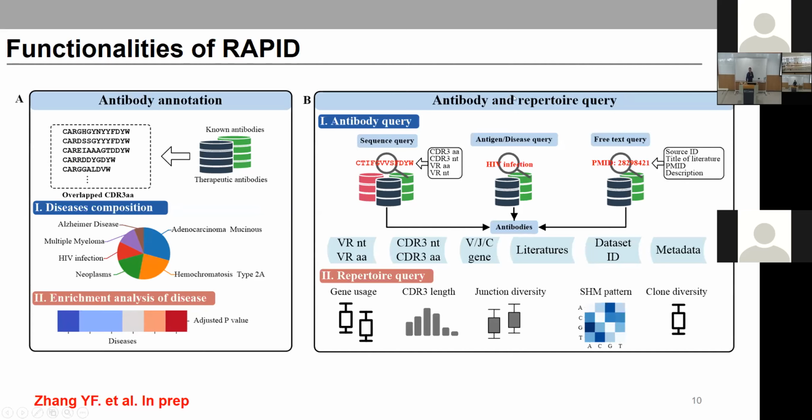We also have query functions for antibodies and repertoires. You can search with a sequence, antigen or disease, or do a free text search. After we finish the Rep-seq analysis, we get a comparative result of gene usage, CDR3, junctional diversity, SHM pattern, and clone diversity.